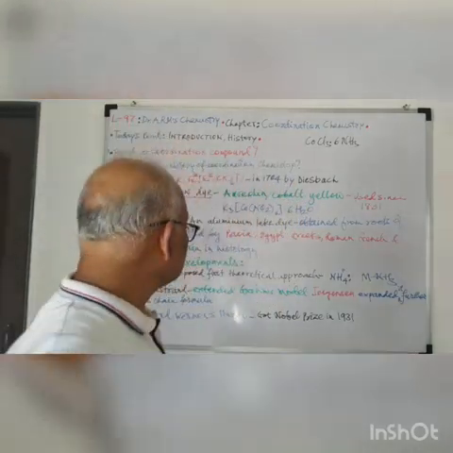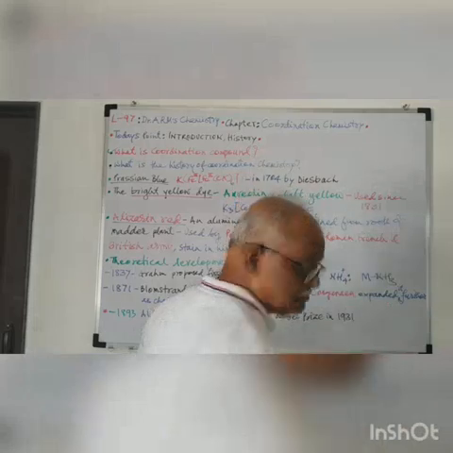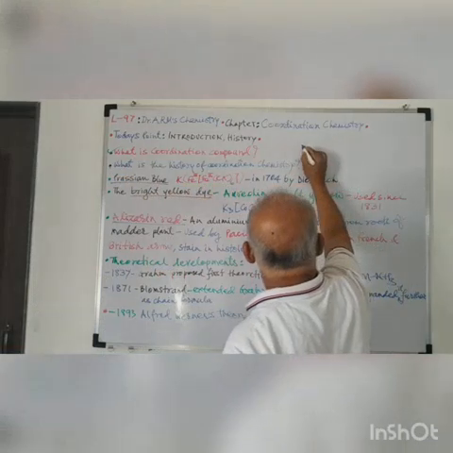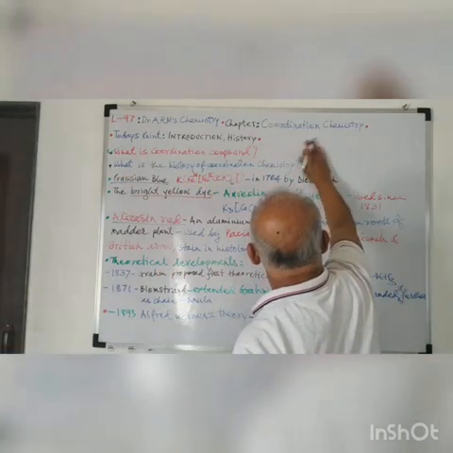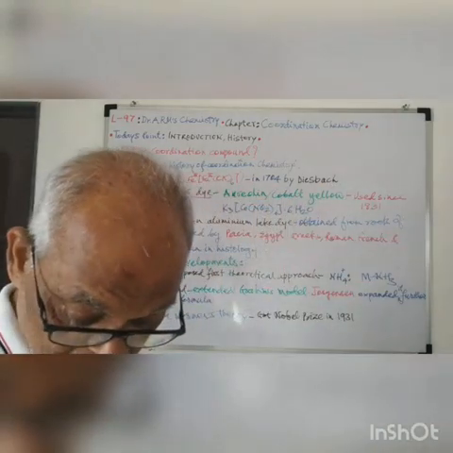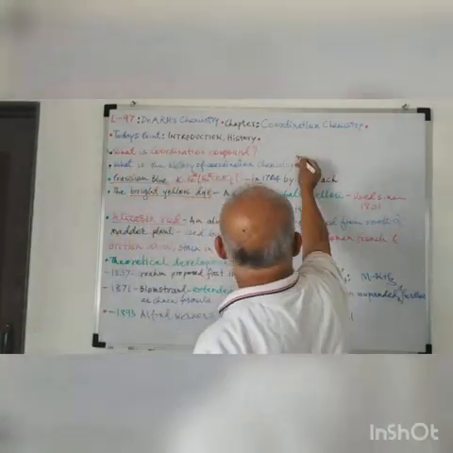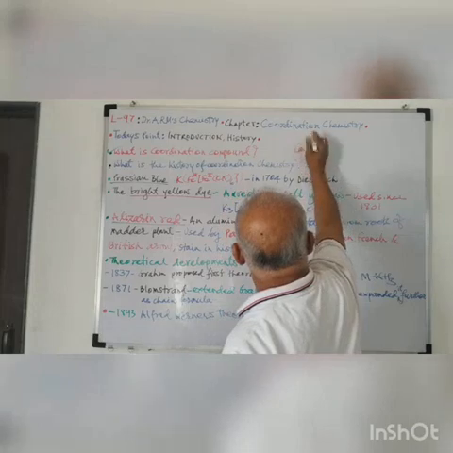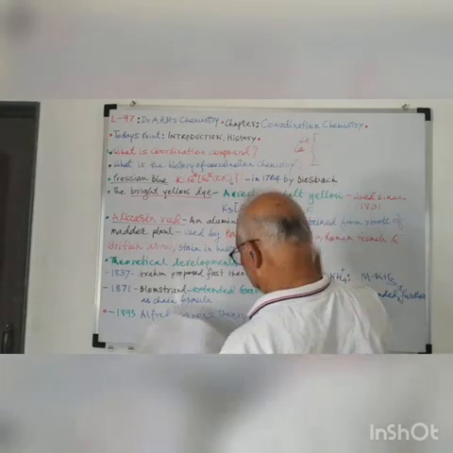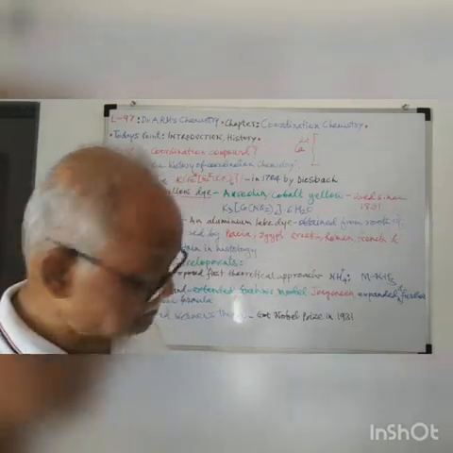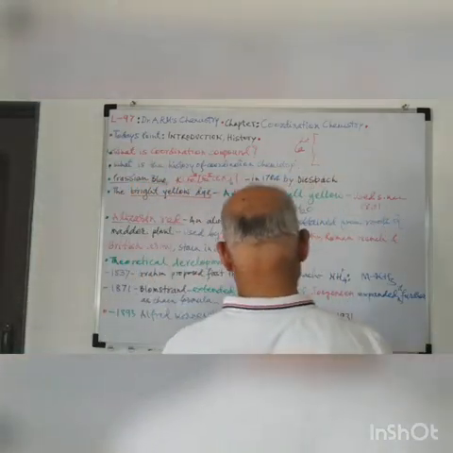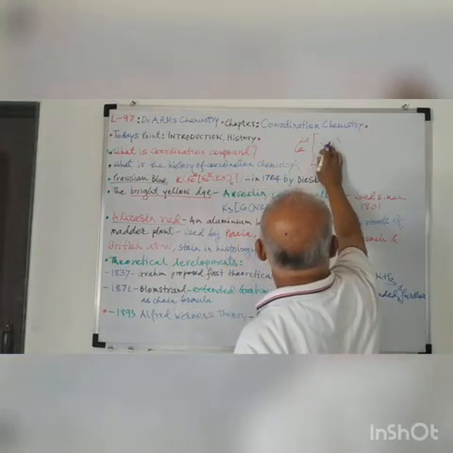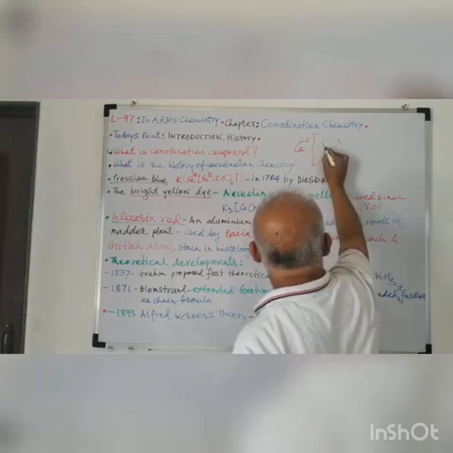Then, if we see the structure of this, it is like this. You can say this is calcium with 2+ charge. The structure is like this.